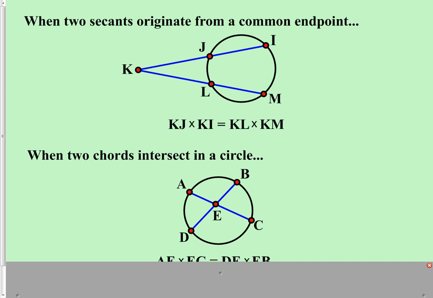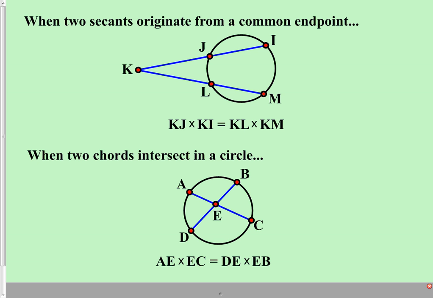This one's a little bit easier to understand, pretty straightforward, and the rule basically states that if you take the two pieces of one chord and multiply them together, that should equal the two pieces from the other chord multiplied together. So A to E, E is the center point, E to C, multiply those, that should equal D to E times E to B.